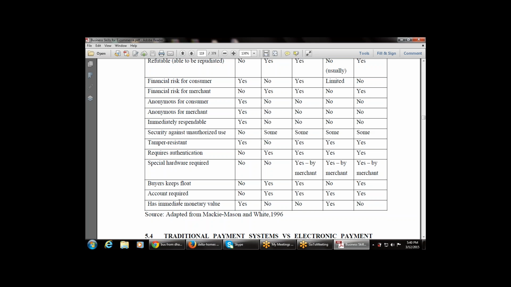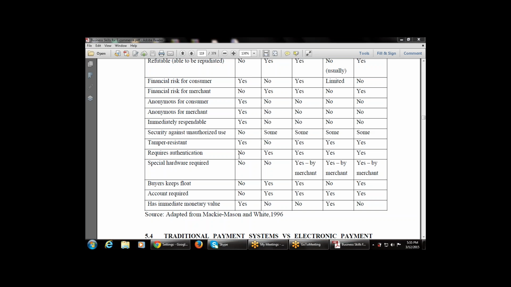These are the various dimensions for using the e-payment system, that is, the electronic payment system. So these are the various dimensions as well as the various modes that are available for the e-payment system.